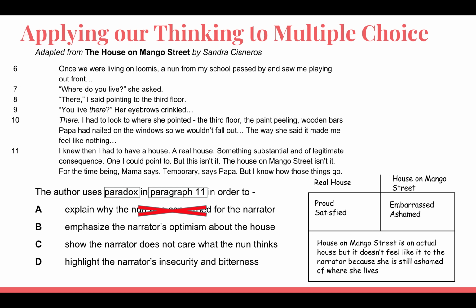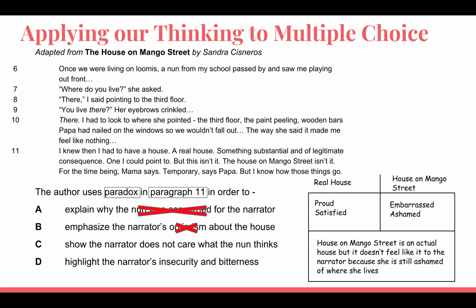A says explain why the nuns were concerned for the narrator. So the nuns weren't concerned for the narrator, especially in paragraph 11. It doesn't even talk about the nuns, but the nuns were more concerned about where she was living. B says emphasizes the narrator's optimism about the house.